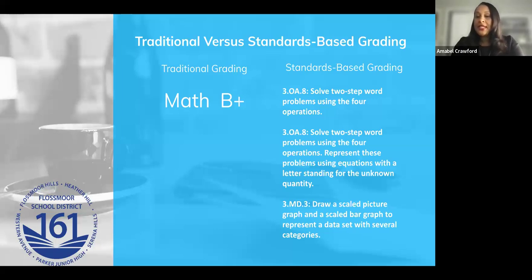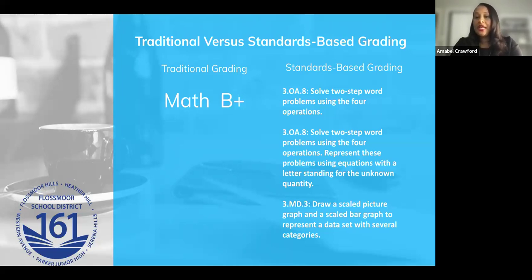So let's take a look at just an example of traditional versus standards-based grading. In a traditional setting, a third grader's report card will have a grade of B+ for math. It doesn't really tell us much. It's usually based on the averages of assignments completed during that quarter. Again, there may be various behaviors or tasks that are also included in that grade. Doesn't tell us much about what that student can do.